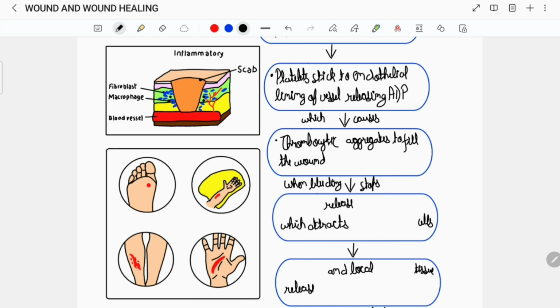When bleeding stops, the platelets release cytokines, which include the platelet-derived growth factor, the platelet factor 4, and the transforming growth factor beta, which attracts the inflammatory cells such as polymorphonuclear leukocytes and macrophages.